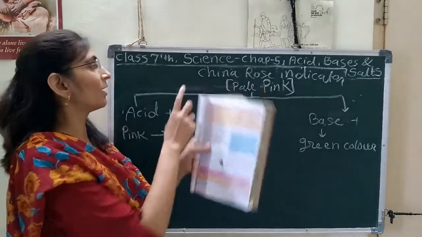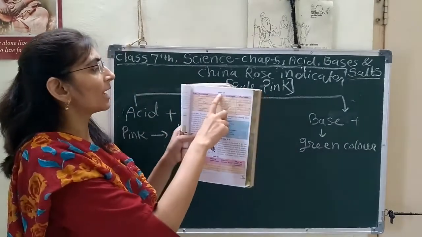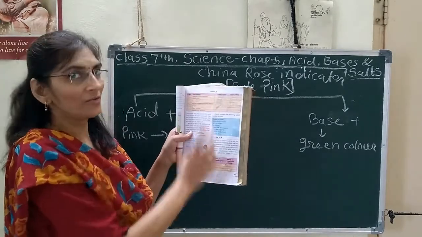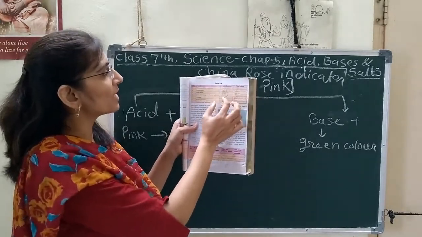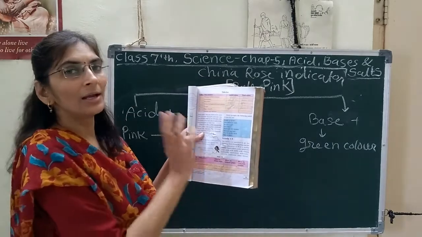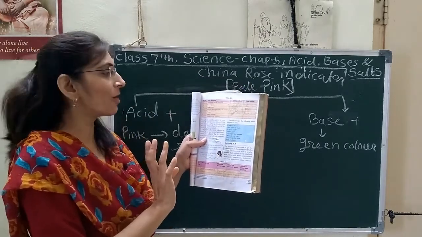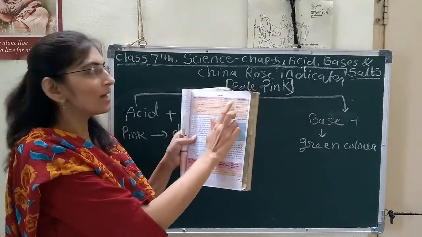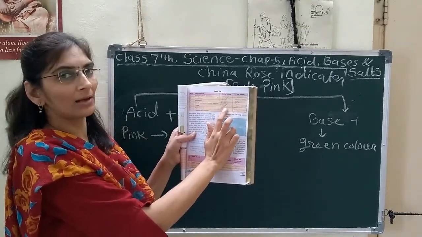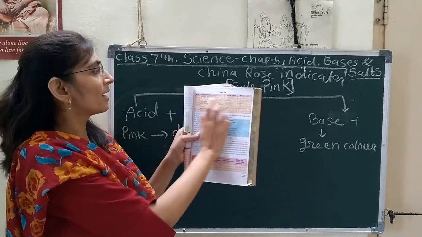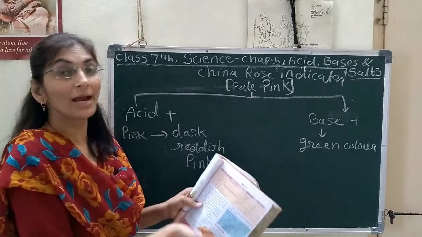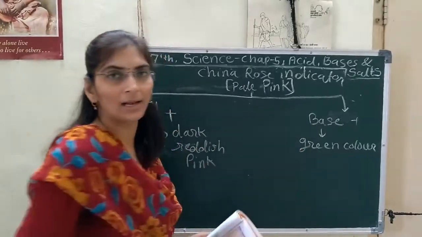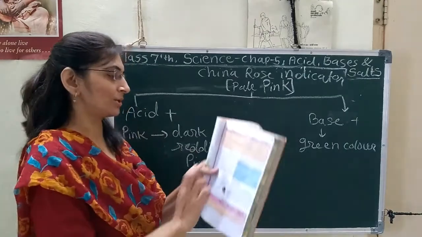Next is the activity of China rose indicator, Table 5.4, which you have to fill up. Write down your observation, initial color and final color. The initial color of the indicator was pink. And the final color, because of shampoo, which color will you get? Definitely you will get the green color, as it is a basic solution.